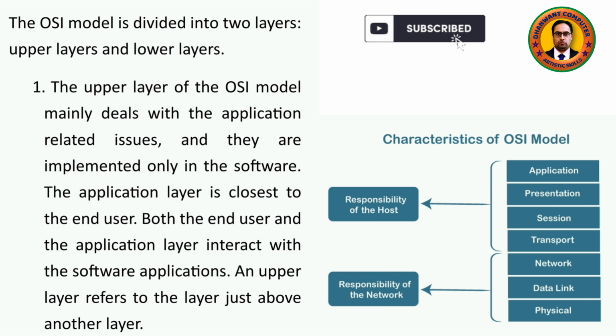The OSI model is divided into 2 layers, upper layers and lower layers. The upper layer of the OSI model mainly deals with the application-related issues, and they are implemented only in the software. The application layer is closest to the end user. Both the end user and the application layer interact with the software applications. An upper layer refers to the layer just above another layer.